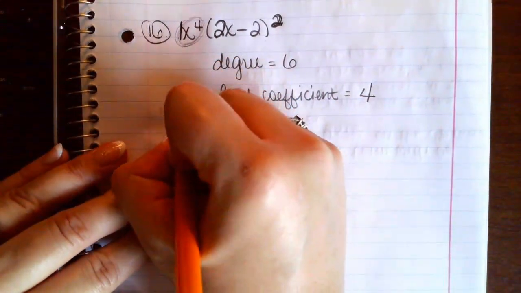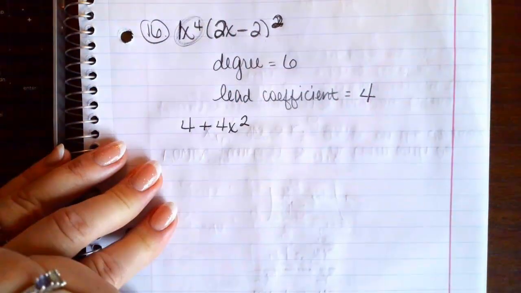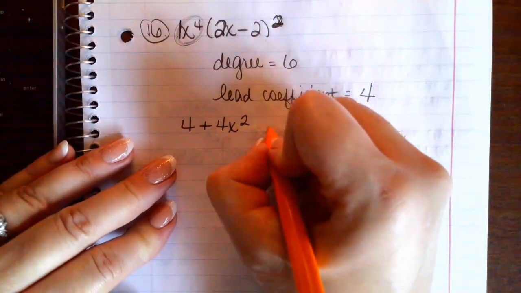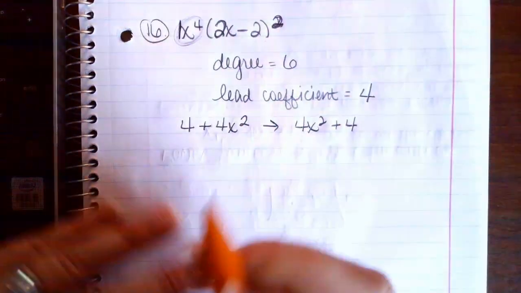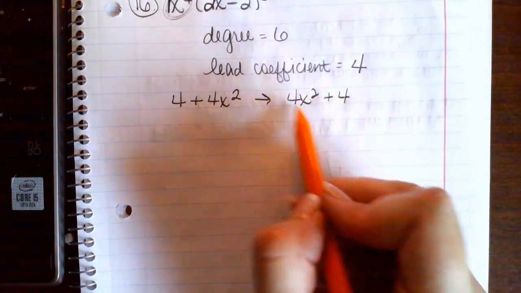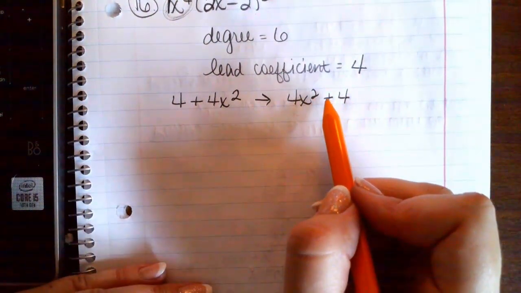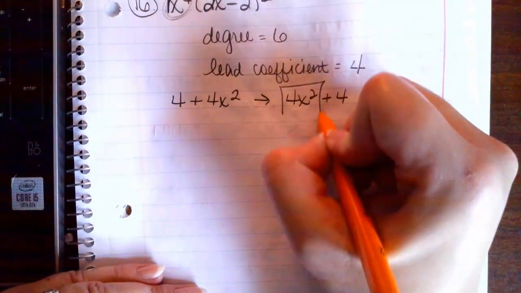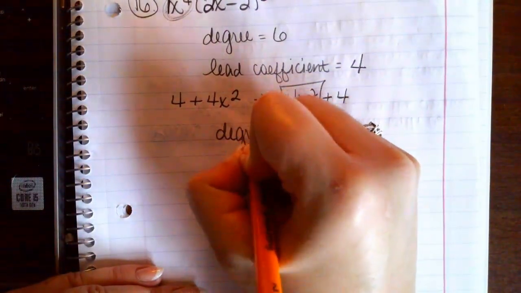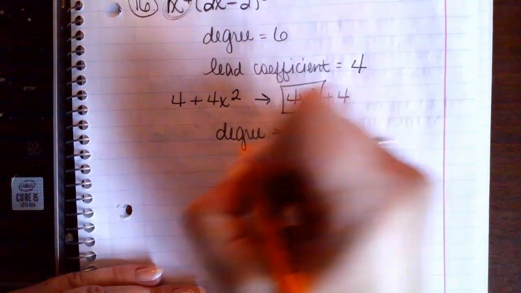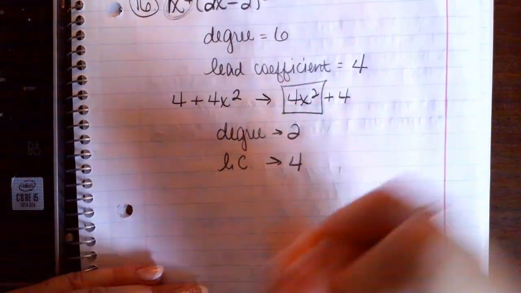Okay, so let's try another one. I've got 4 plus 4x to the 2nd. So first of all, it's not in descending order, so I'm going to fix that. This is an addition problem. So since this is an addition problem, I can just look at my lead term. So my degree is 2 and my lead coefficient is 4.